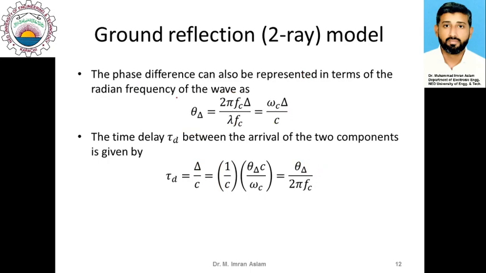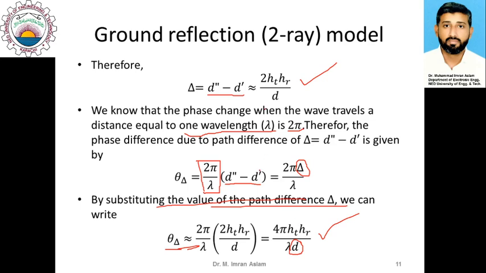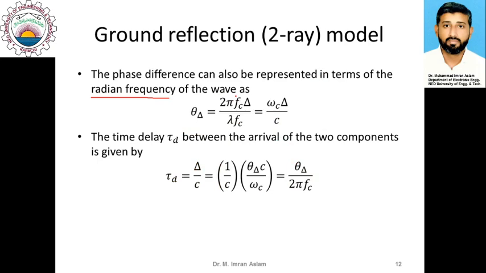Sometimes we represent the phase difference in terms of radian frequency or omega. So how can we do that? If you go back to our previous case, this phase theta delta is actually 2 pi delta upon lambda. If you multiply numerator and denominator by frequency, this lambda into f becomes c, and this f into 2 pi becomes omega. So I have multiplied numerator and denominator by fc, and this 2 pi fc becomes omega c, which is the radian frequency, and the denominator becomes c, which is the speed of light.